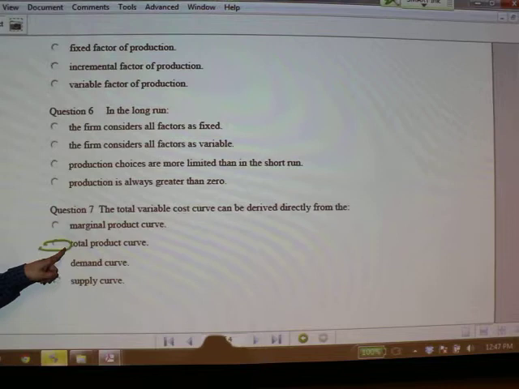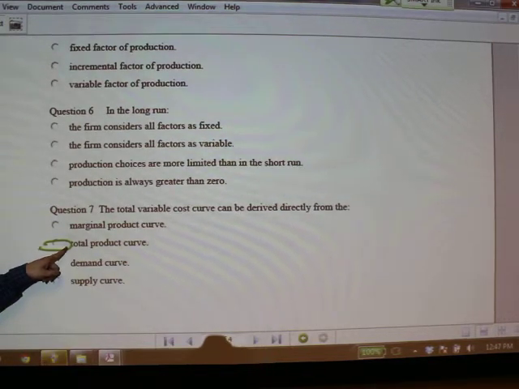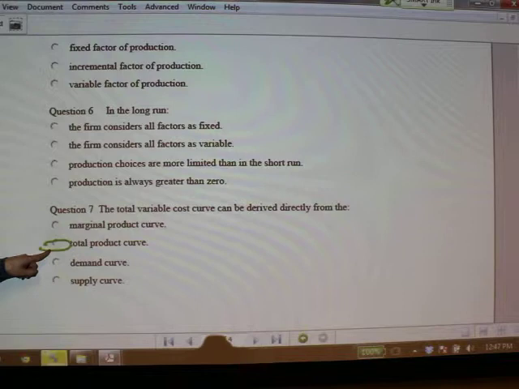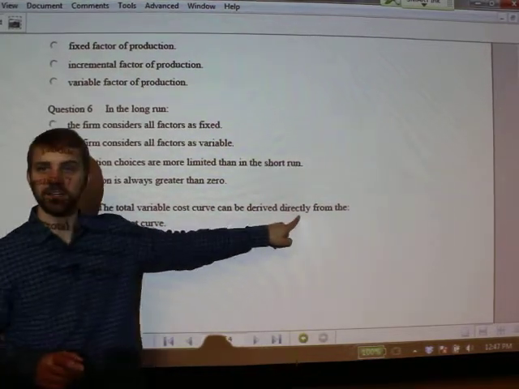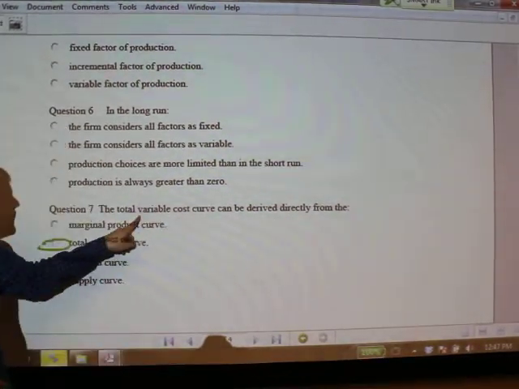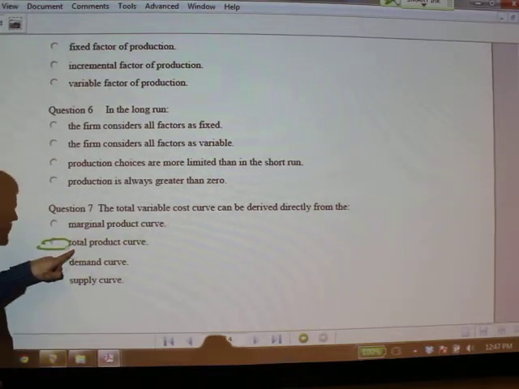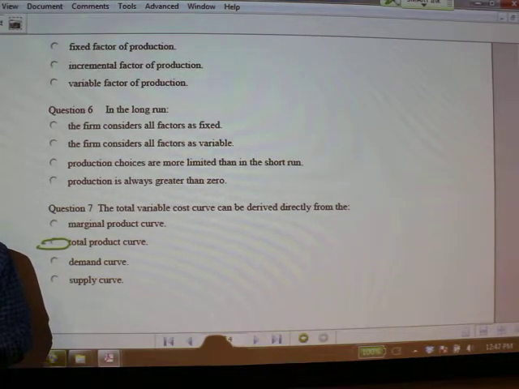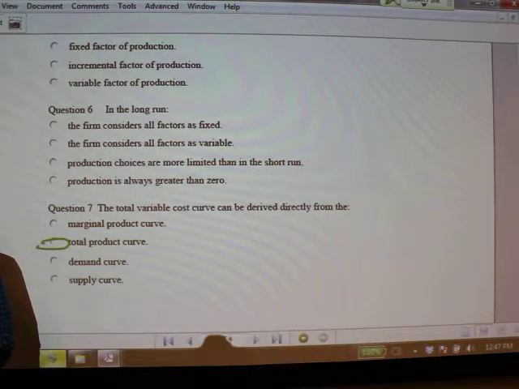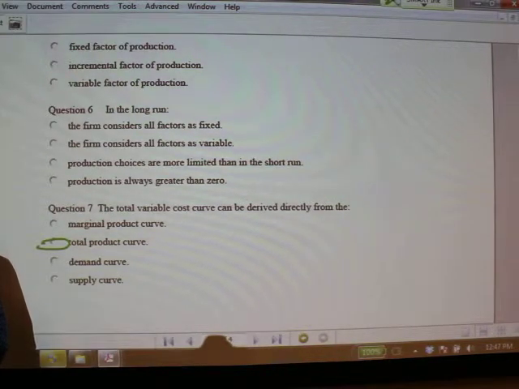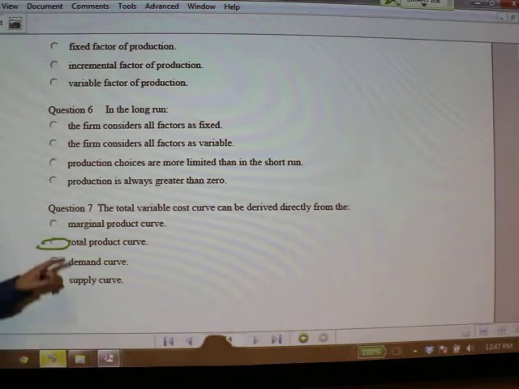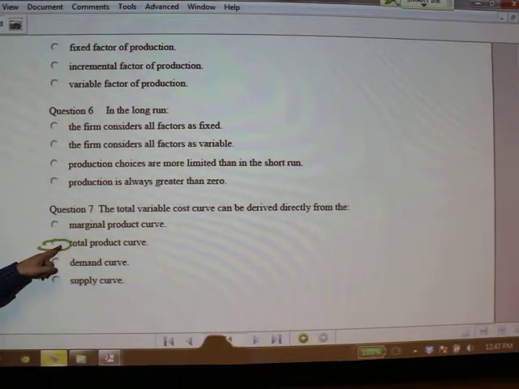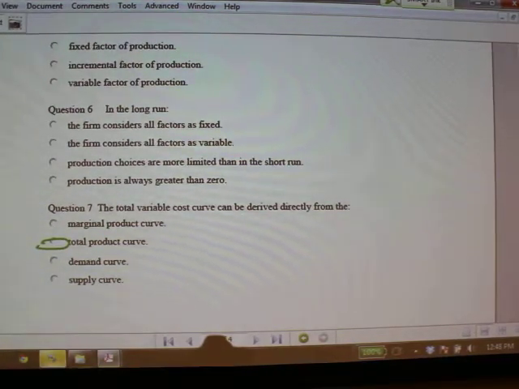But it's not a good question. I probably wouldn't give it to you on a final, because I don't really like it. In addition, it says derive directly. Can you really derive a total variable cost curve if you only know the total product curve? What additional information must you know? Not the fixed cost, but another type of costs. What are the variable inputs? Labor. So you need to know the wages. Exactly right. So in addition to the total product curve, you also need to know the wage of the workers. Then you can create a total variable cost curve.